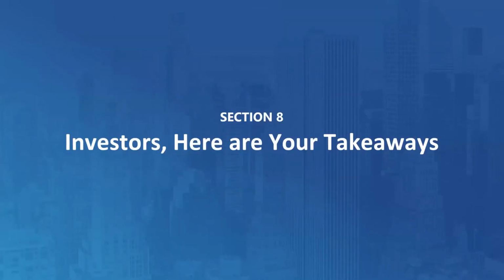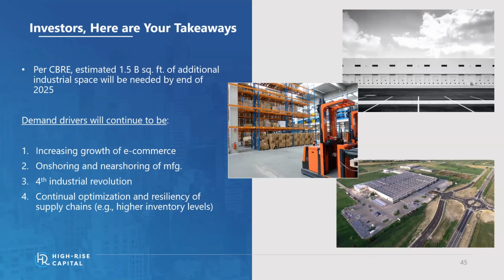So what are the takeaways from all this? CBRE estimates that 1.5 billion square feet of additional industrial space will be needed by the end of 2025. And of course, the demand drivers are going to continue to be the increasing growth of e-commerce, onshoring and nearshoring of manufacturing facilities, the fourth industrial revolution that we talked about, and the continual optimization and resiliency of supply chains. We didn't really get into this in this presentation because of time limits, but we're also going to experience higher inventory levels.